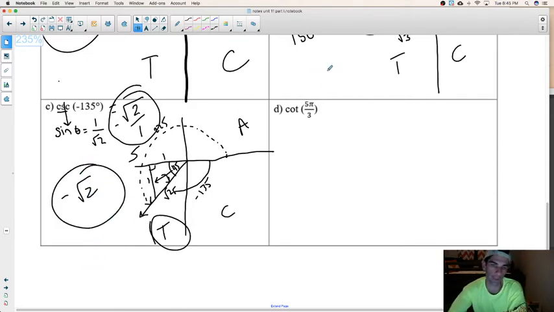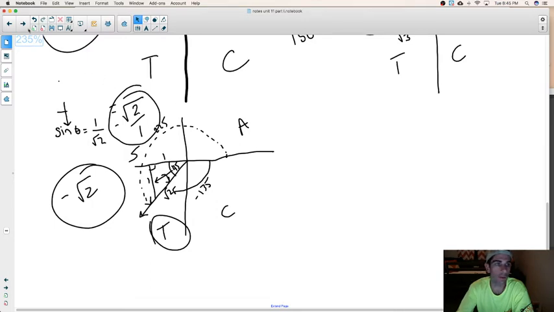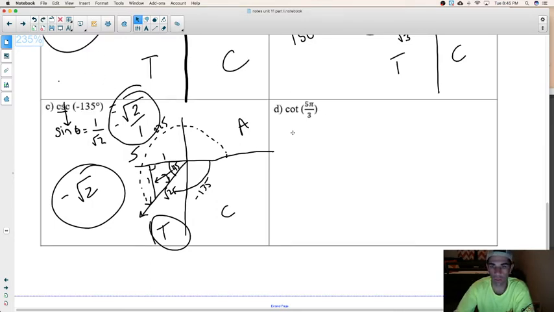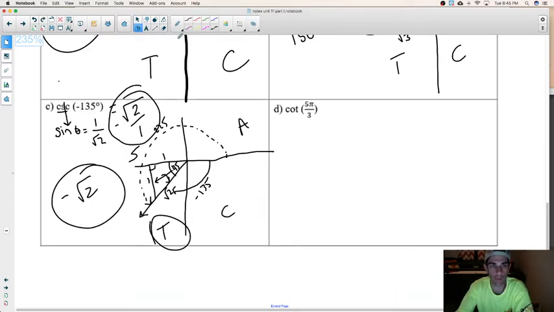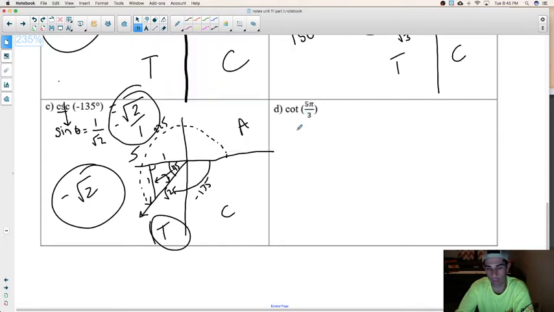All right, D kind of takes into consideration changing the degrees. So if you want, you can try to hit pause and try to figure out how to find the degree measure, then come back, and then we can go from there.